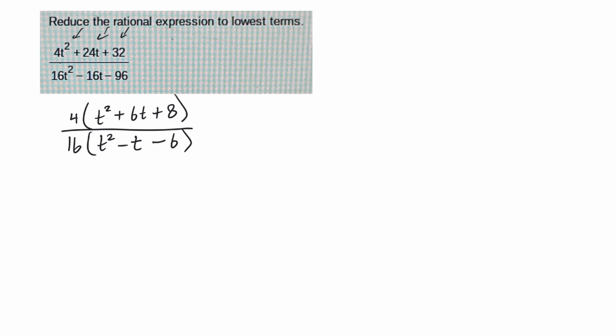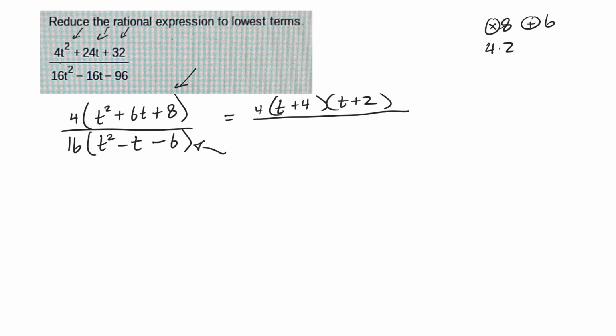All right, now each of this factor and this factor, they're a normal quadratic, t squared, t and a number. And so I think that I can factor them like that. So two numbers that multiply to 8 and add to 6. So 4 times 2. So I'll have a t plus 4, t plus 2. Then on the bottom, I've got 16. So things that multiply to -6 add to -1.